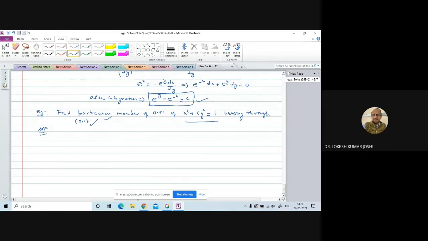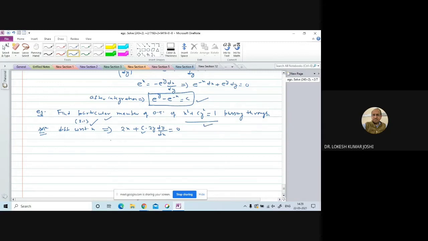So step 1 is differentiate the curve with respect to x. If we differentiate the curve with respect to x, we get 2x plus c times 2y dy/dx equals 0. Now, we have this arbitrary constant c. We have to eliminate this constant c. To eliminate this constant c, we take help of the original equation.